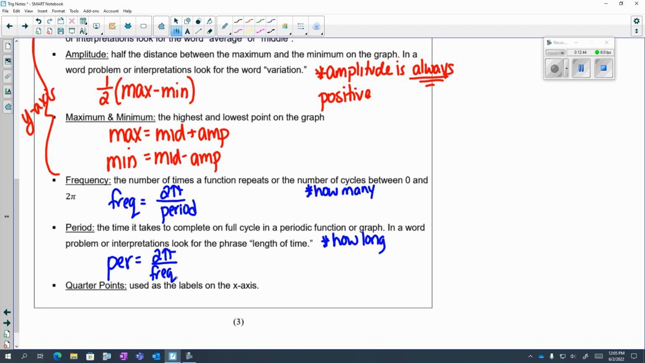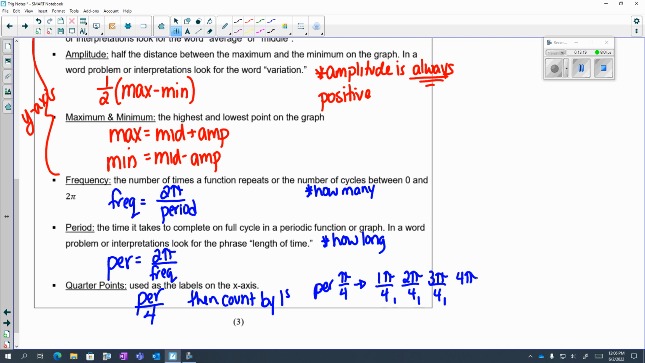And then lastly, we have quarter points. Those are used to label your x-axes. They're found by taking the period and dividing by 4. There are 4 quarters in a football game, 4 quarters in a dollar. So we're dividing by 4. And then you count by ones in the numerator. So for example, if my period is pi over 4, my labels on my x-axis are 1 pi over 4, 2 pi over 4, 3 pi over 4, and 4 pi over 4.